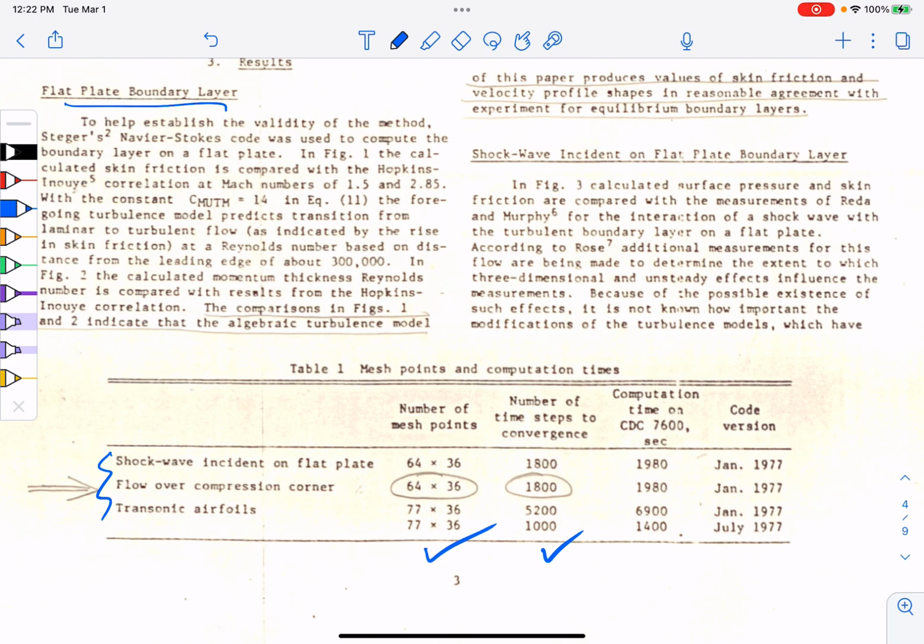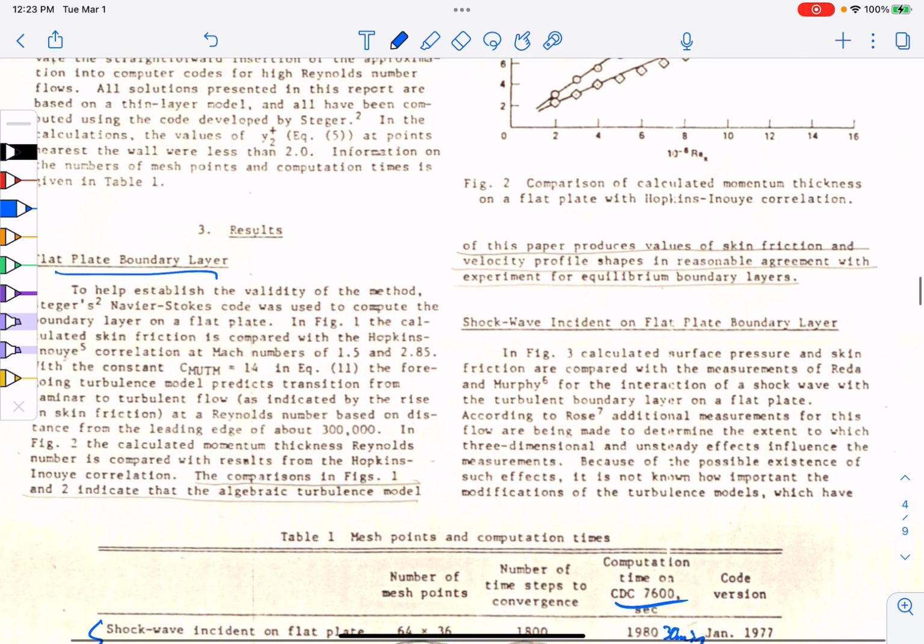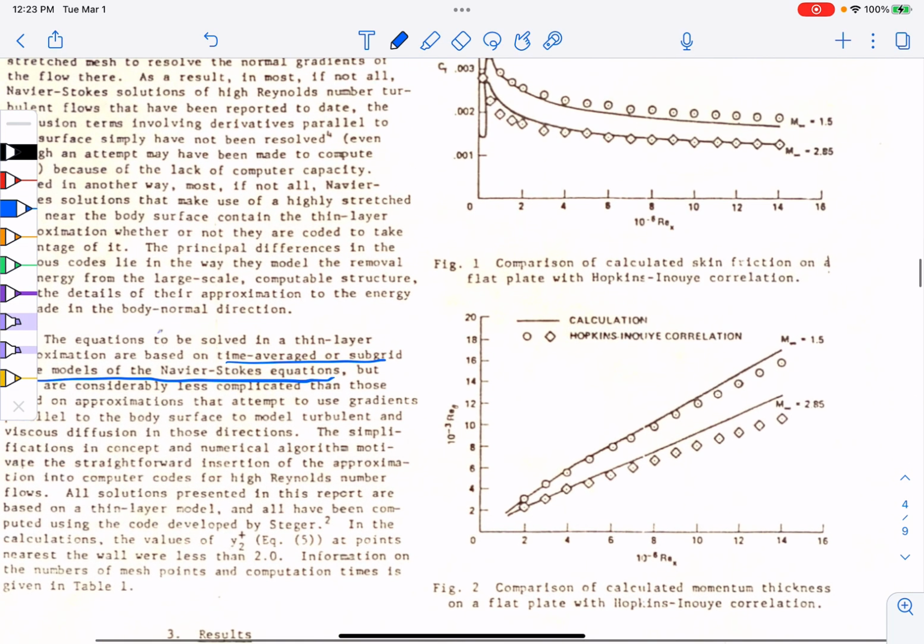So it's quite luxurious. Here's the CDC 7600. So these are in seconds. So this is on the order of 30 minutes. So he was using his $5 million machine for 30 minutes to find one result from these codes. Anyway, that gives you an idea of the computer power.